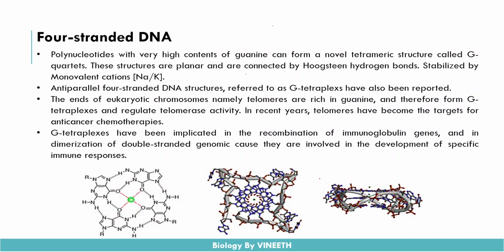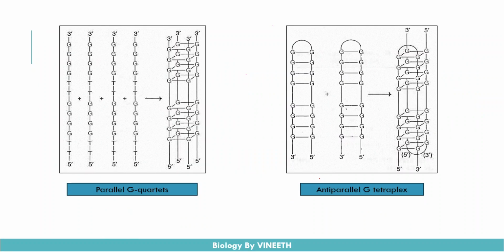G tetraplexes have also been implicated in the recombination of the immunoglobulin genes, like in the VDJ recombination, because when we do this kind of recombination event, it causes increased levels of immune responses or the development of specific immune responses. So this implication of VDJ recombination in the G tetraplex DNA will develop the specific kind of immune responses. This is about the G tetraplex DNA, and it also has parallel and antiparallel forms.